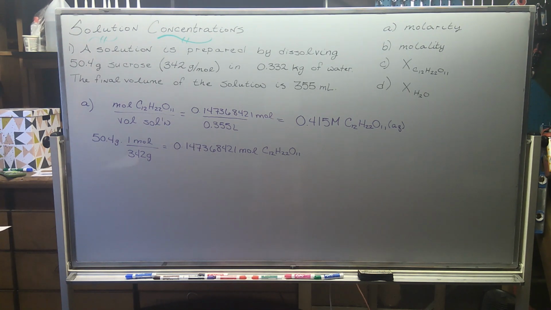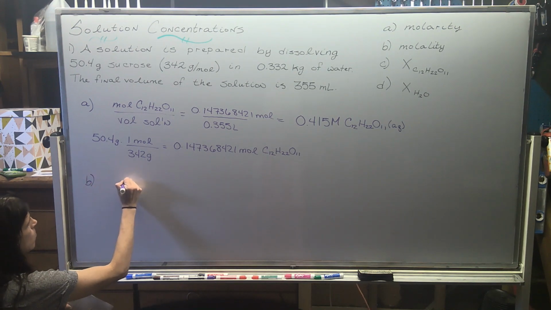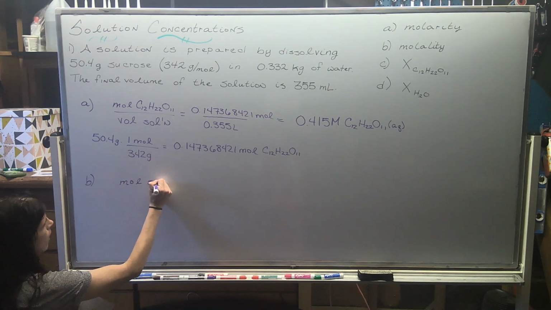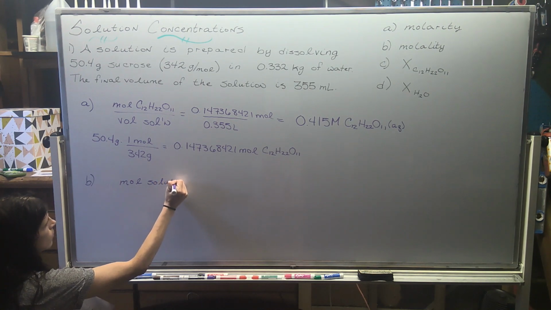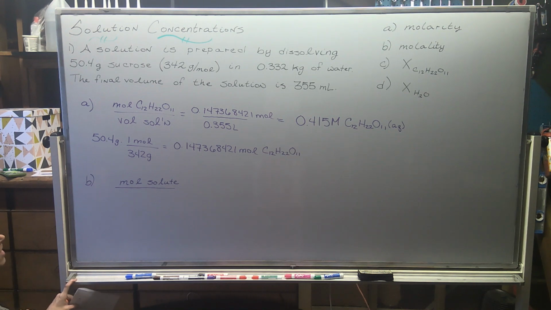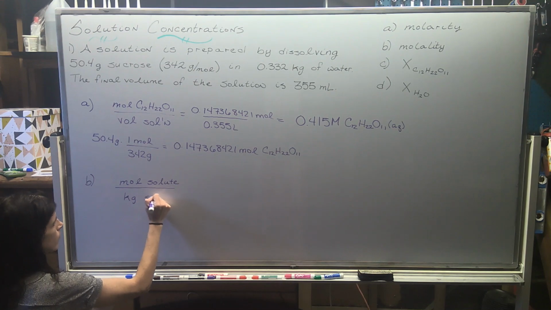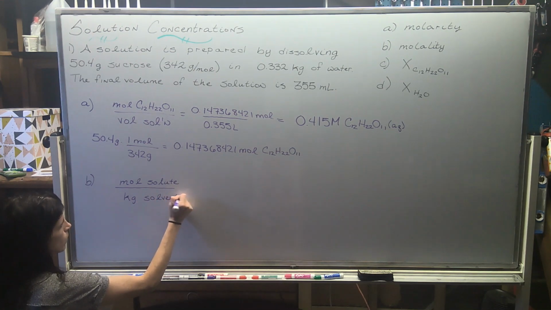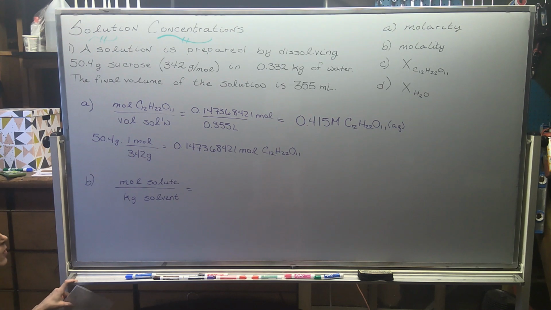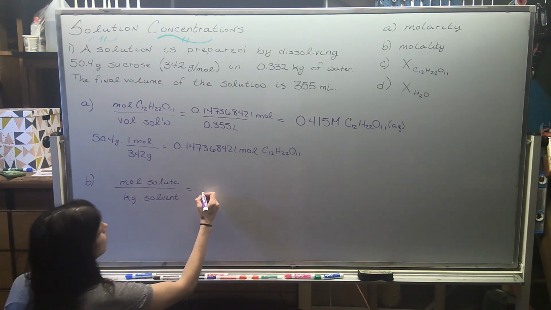All right, next one, part B, is something new. So in part B, we're asked to calculate molality. So the formula for that is going to be moles of solute. So we're good to go on that. The solute was our sucrose. We already have that value. Divided by kilograms of solvent, which this definitely sounds like lab data. They were able to measure that directly. So I have everything I need. It's just a matter of putting the numbers in the right places.